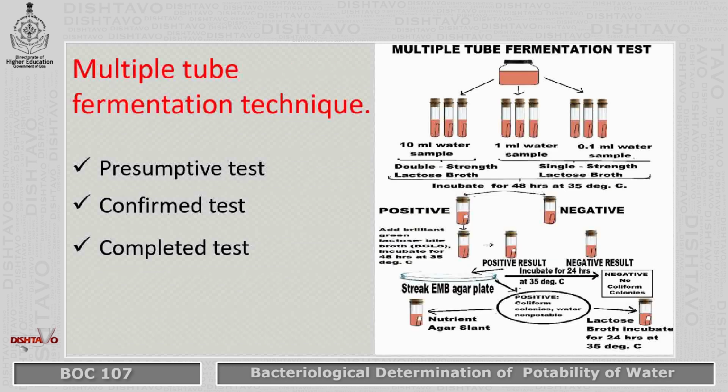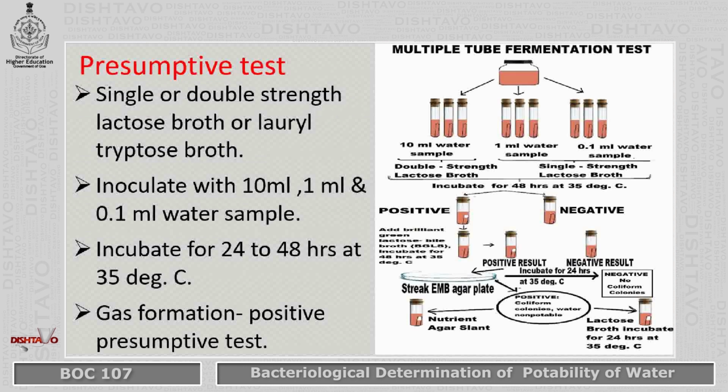Multiple tube fermentation technique. There are three tests involved here: presumptive test, confirmed test, and completed test. And these tests are for identifying the fecal coliform. Presumptive test. In the presumptive test, a series of test tubes containing single and double strength lactose broth or lauryl tryptose broth are used.